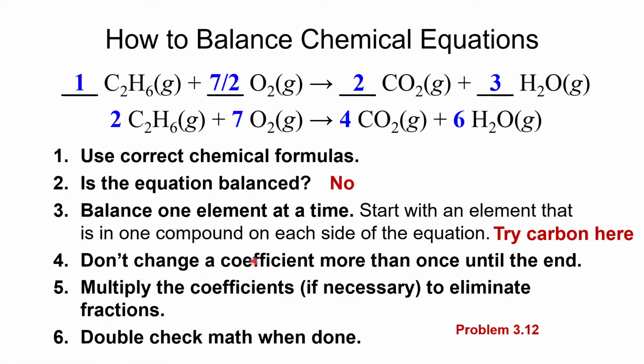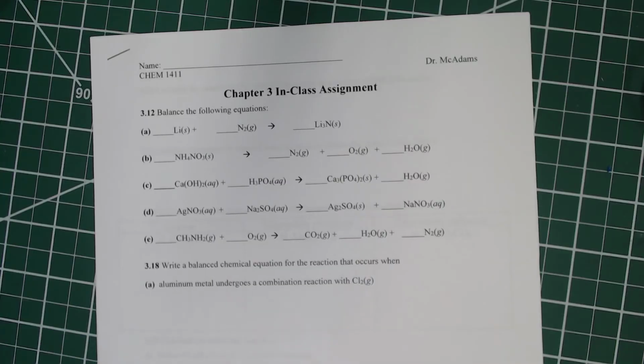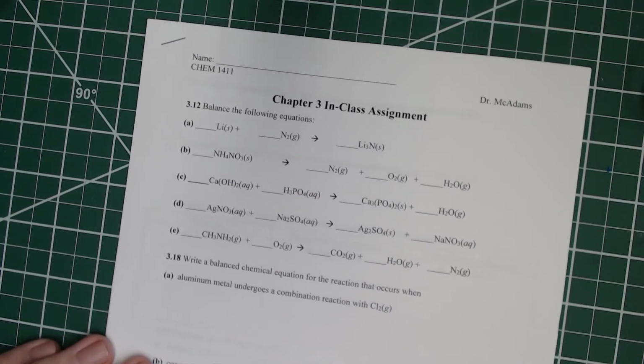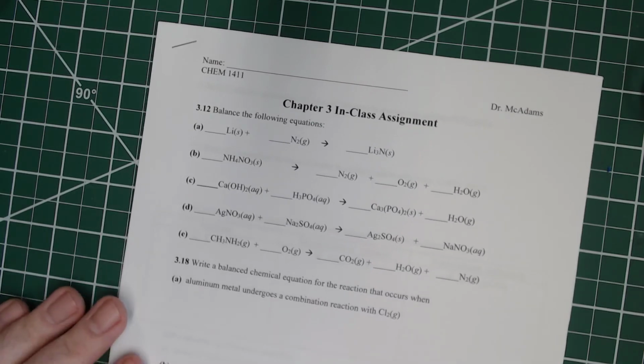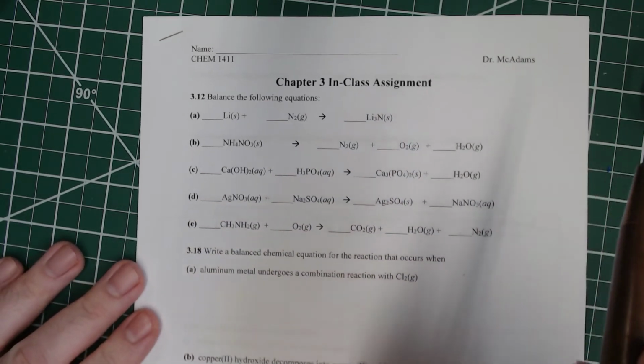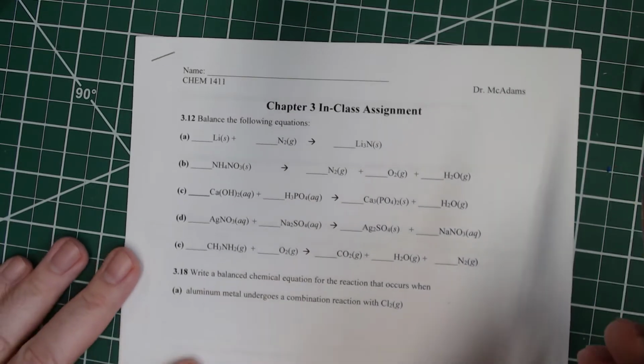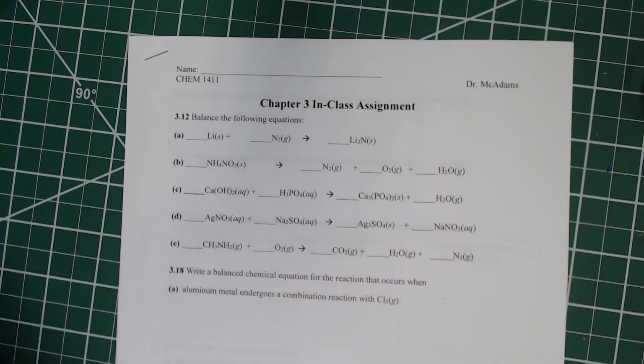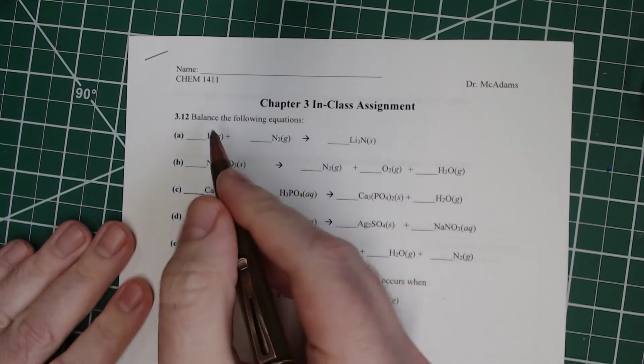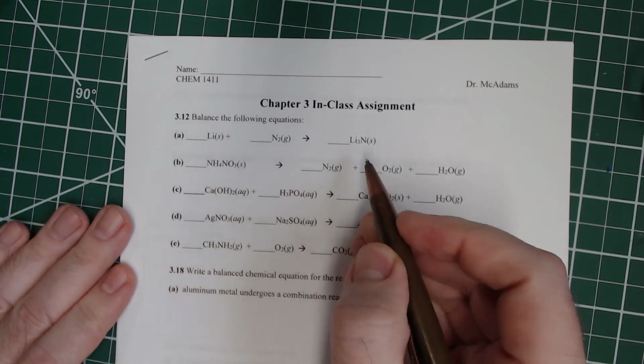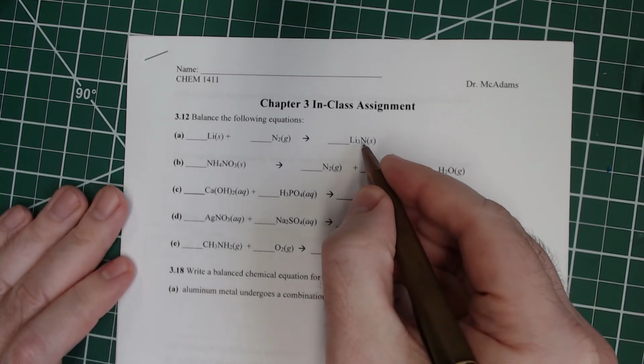All right, so we now want to look at problem 3.12. So I'm going to switch over to my document camera here. And we're going to be looking at balancing these equations. And we'll just be systematic about it, just like what we were doing. All right, so here we've got lithium plus nitrogen gives us lithium nitride.